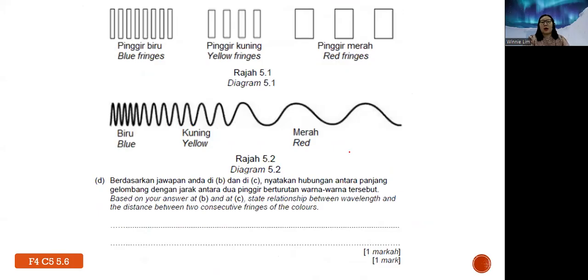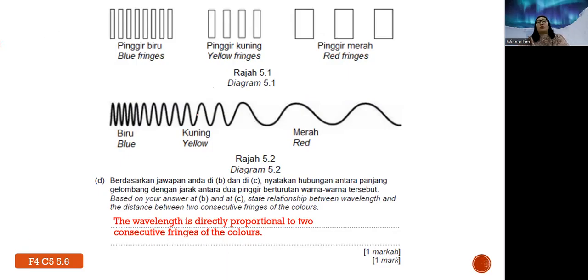Next, D, based on your answers at B and C, state the relationship between wavelength and the distance between two consecutive fringes of color. Okay, so that means when your wavelength is bigger, your distance is also bigger, right? Yellow is intermediate, then this one the smallest. So you say their relationship is directly proportional. Or you can also use the term increase. When the wavelength increases, the distance between two consecutive fringes also increases.